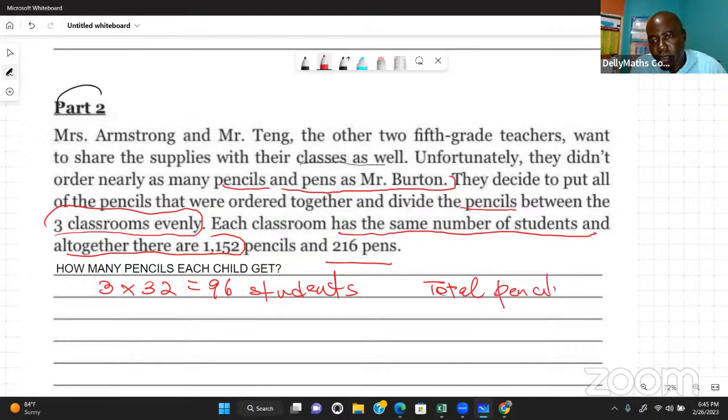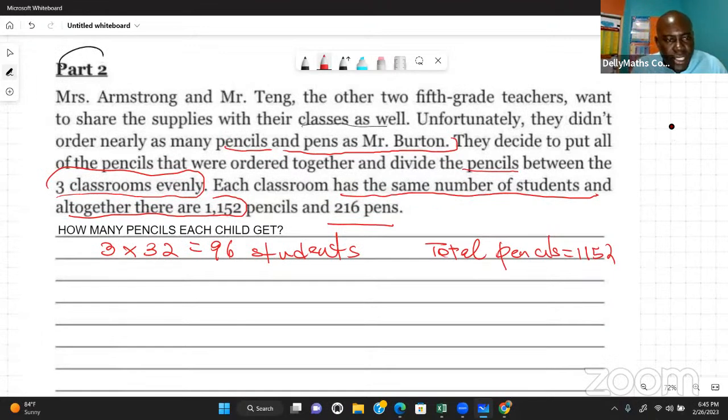Total pencils. That's 1,152. So if we want to know how many each of them would get, all we're going to do now is simply work our division here. 1,152, you want to divide that by 96, right? You want to take your time, cancel down whichever way you're used to. Take your time, you will get 12 pencils each.